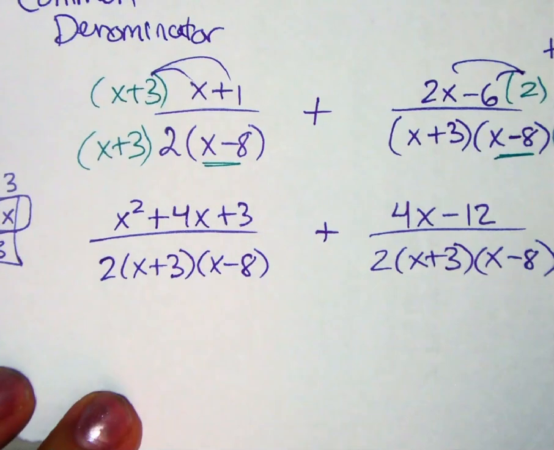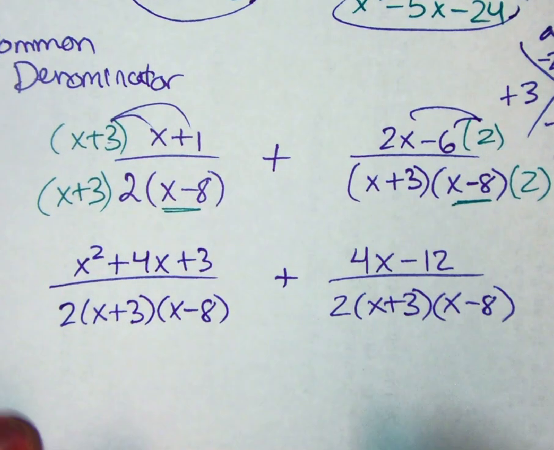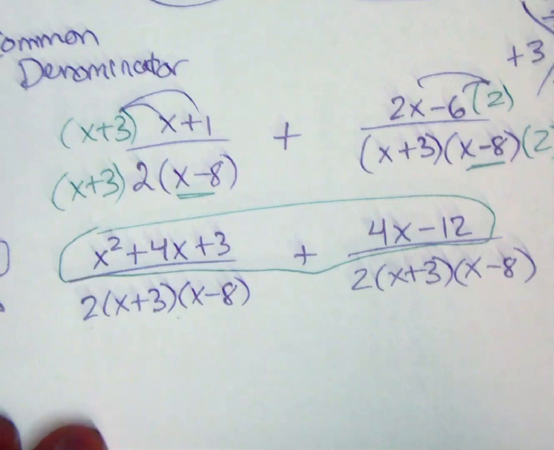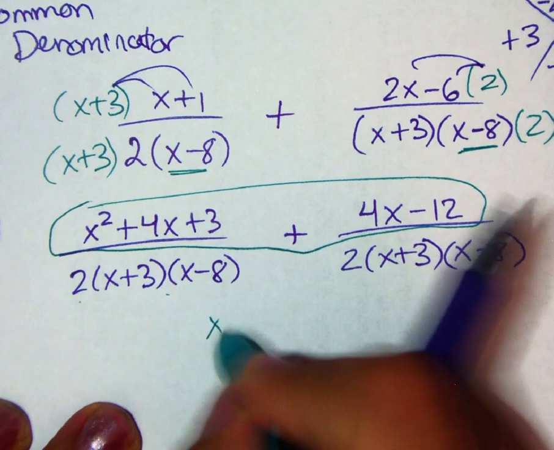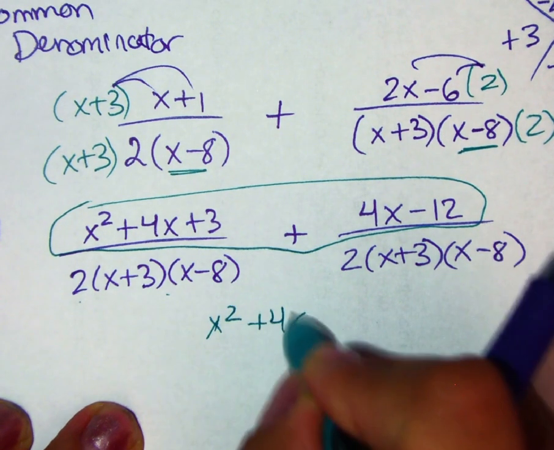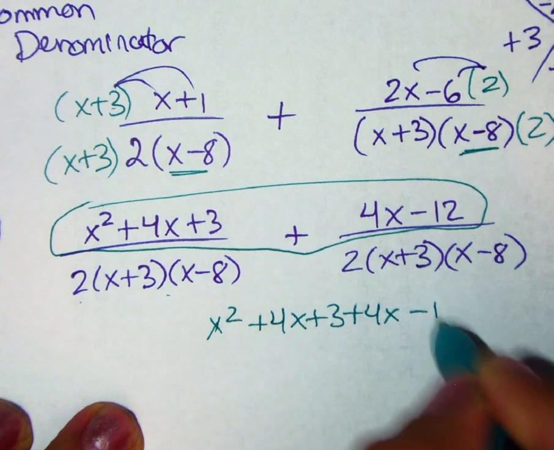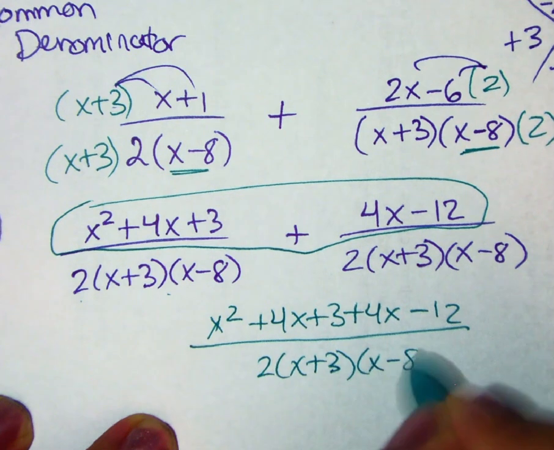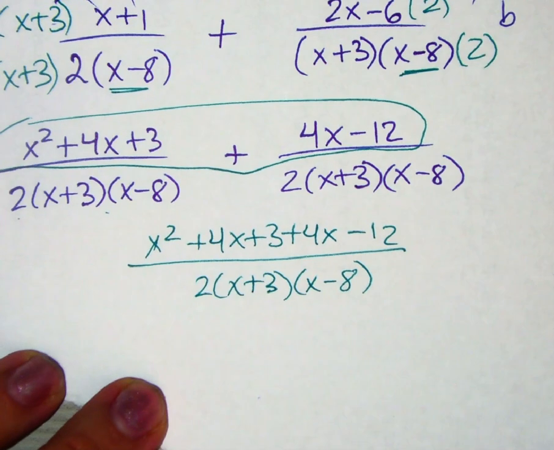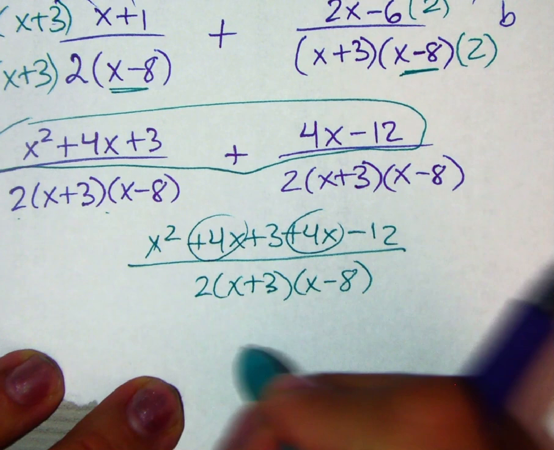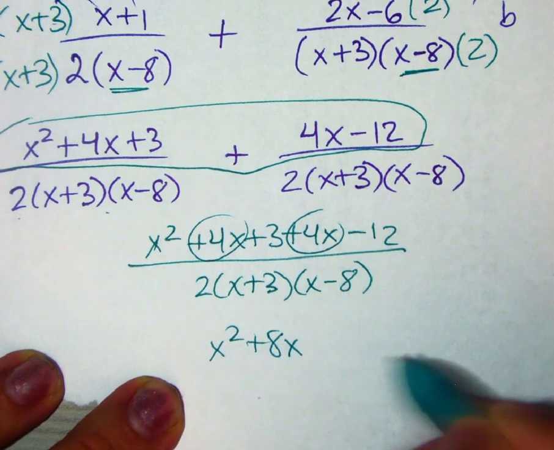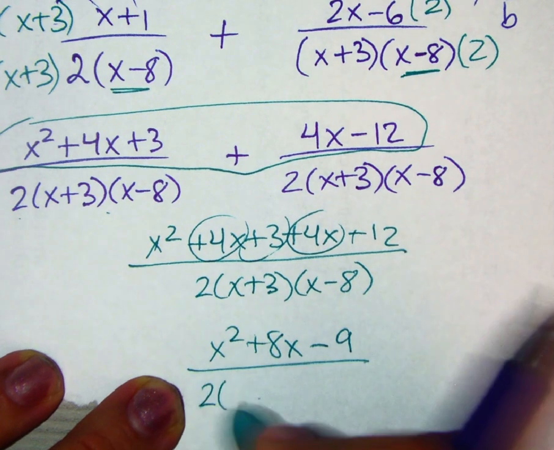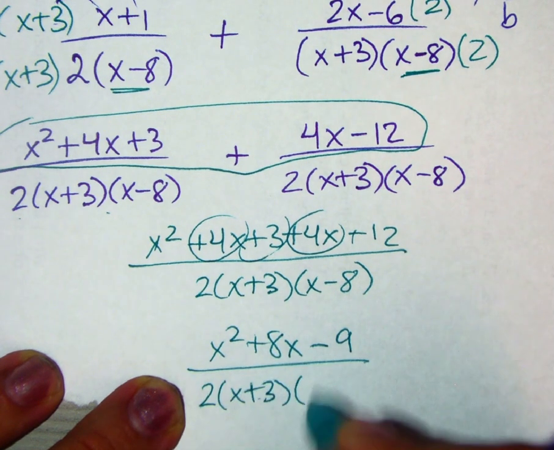So this trinomial is being added to this binomial because now we have common denominators. And when we add these two, it ends up looking like x squared plus 4x plus 3 plus 4x minus 12. So a big one. So you need to simplify next. To simplify, you want to combine like terms. So that results in x squared plus 8x and 3 minus 12, that's negative 9. With 2 times x plus 3 times x minus 8.